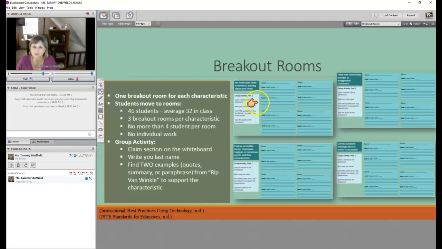So what I want them to do in their group is find their quotes, and then before I pull them back into the main breakout room together to share what they found, I want them to talk with each other in their group. Do these quotes really work as an example of this characteristic?